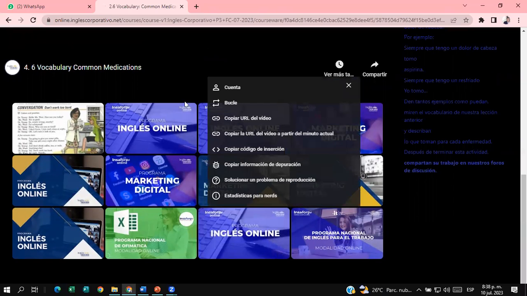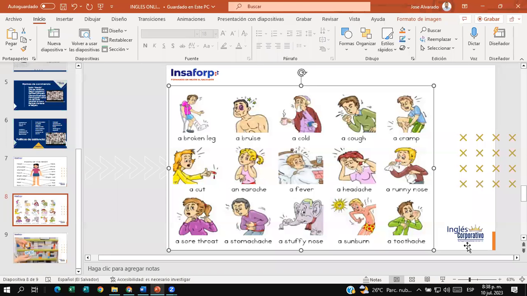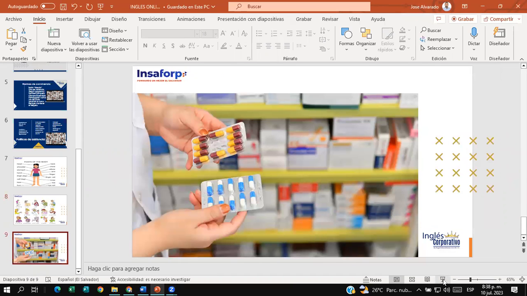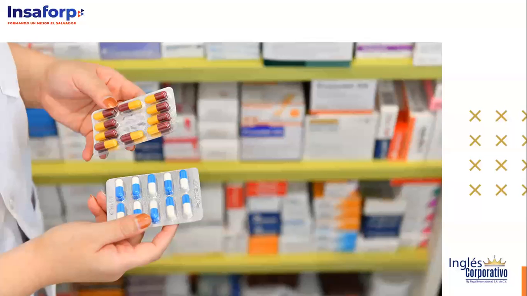Now, let's see. Let me go ahead and show you the PowerPoint presentation. If you realized, we were using the parts of the body, and also we were checking the most common illness, or health problem. Now, there you have a picture here related to medicine. If you go to ISSS or Seguro Social, they are going to give you just acetaminophen. What else? Tetraciclina or amoxicillina. Ibuprofen. Ambroxol. Diclofenac. Those are like the most common ones, right?